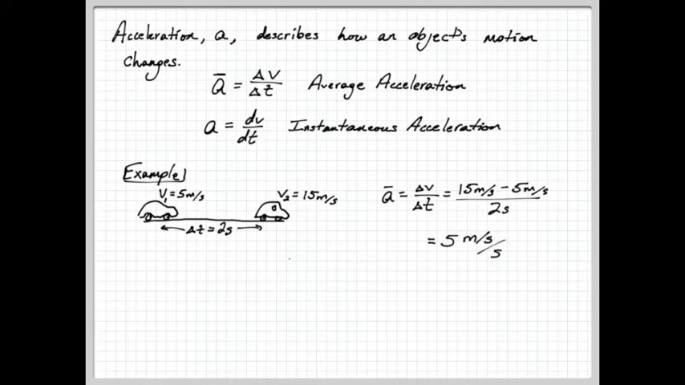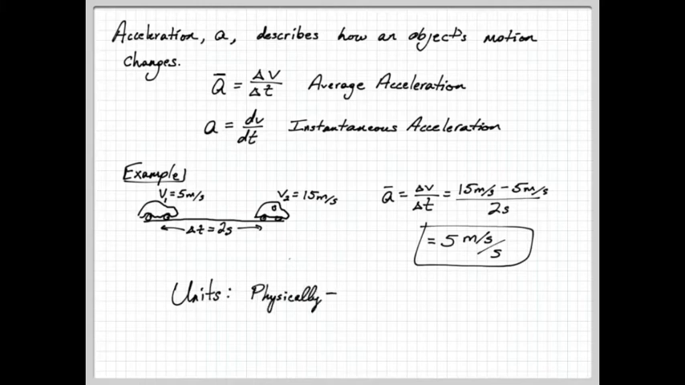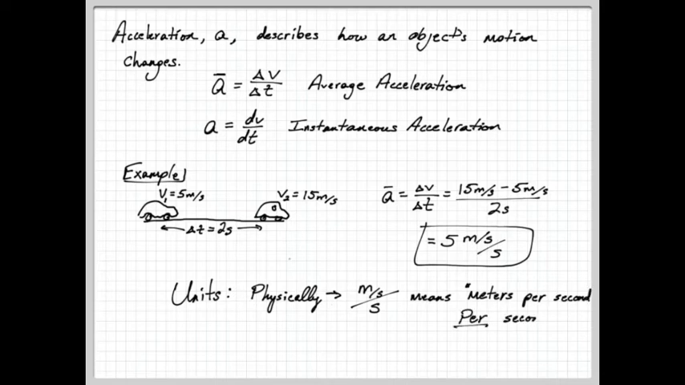Now those units might sound kind of weird to say, meters per second per second. So let's define what that means. First, physically, when we write it out as meters per second over a second, what we mean, and you already heard me say it, is meters per second per second. So why is that important? Well, in the case of this answer, remember, this means a change in velocity over time.